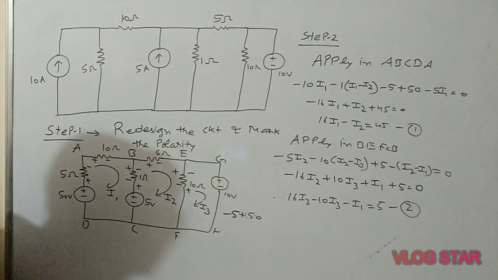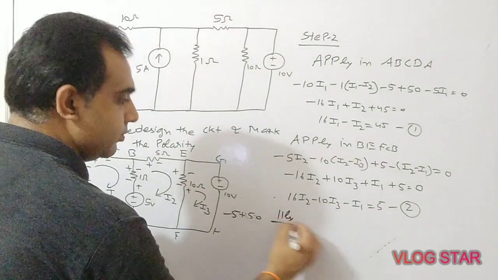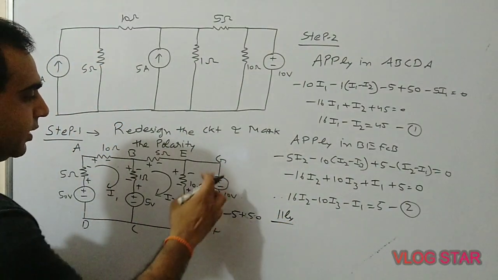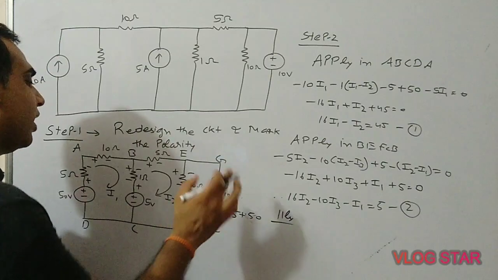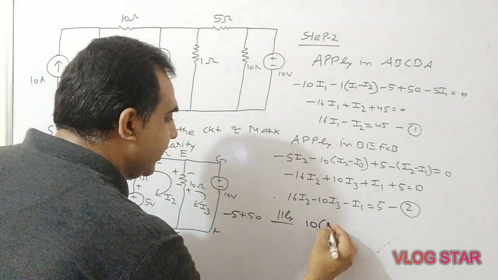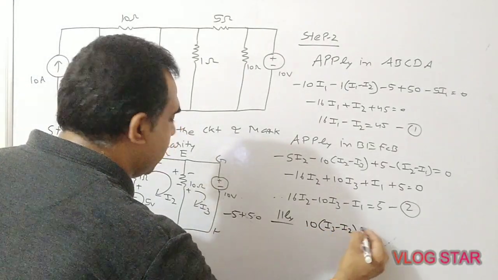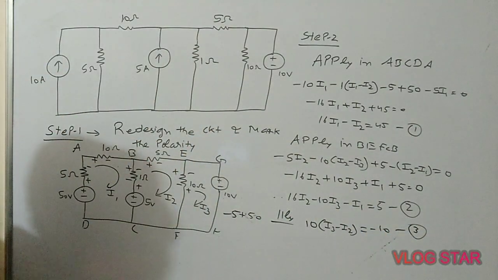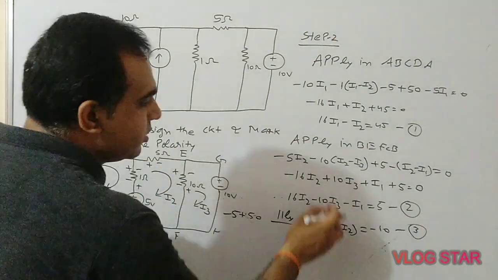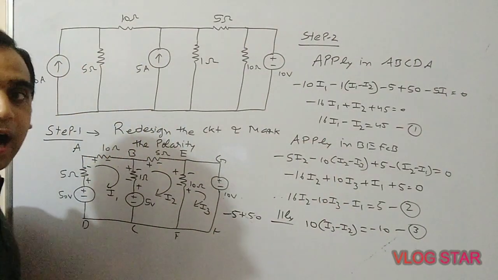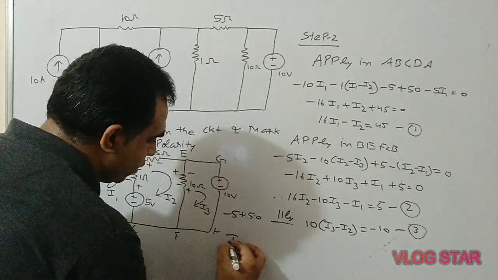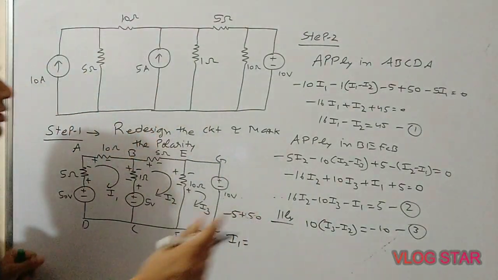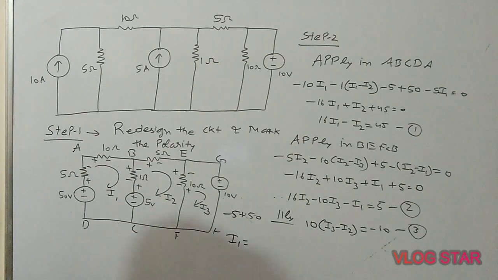Okay, so similarly the third equation. Now this is plus 10 into I3 minus I2 equal to minus 10. This is my third equation. Now solve these three equations and find the values of I1, I2 and I3. So in a short way I will tell you the answers, because I know that you all understand how to calculate these values.